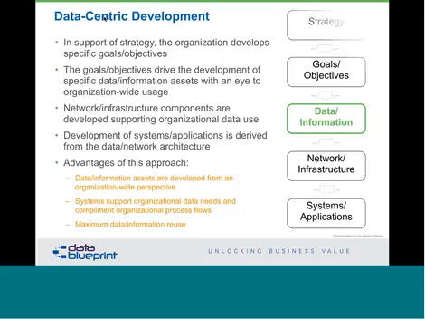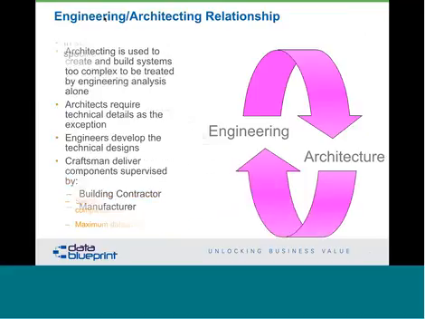I mentioned earlier that engineering was important to this process. Engineering goes hand in hand with architecture. Architecture is used to create systems that are too complicated to be done by engineers alone. It requires technical details as the exceptions, but the engineers then develop the technical designs, just as our data engineers develop the technical designs. And our craftspeople develop these things that are supervised by building contractors and manufacturers as well.